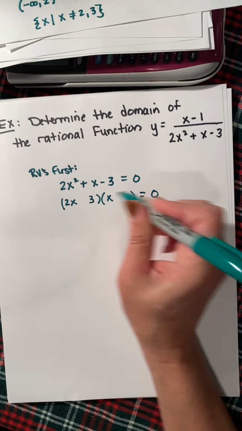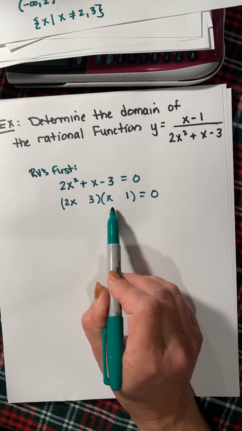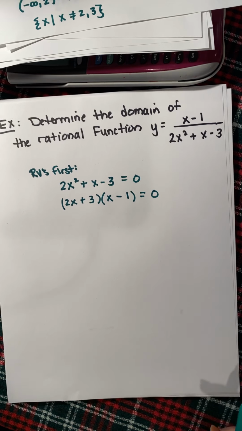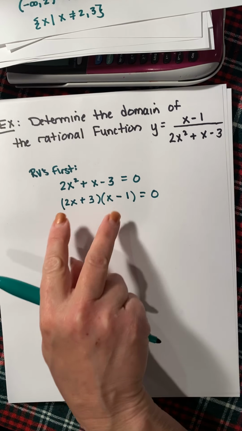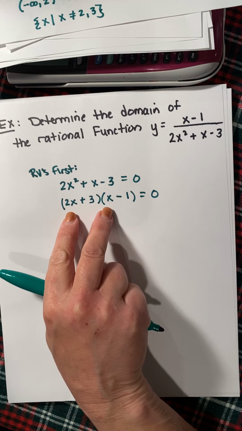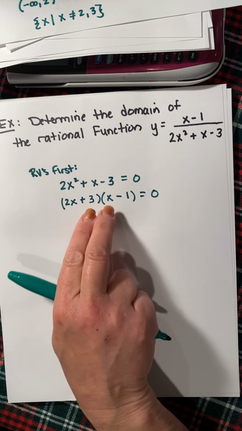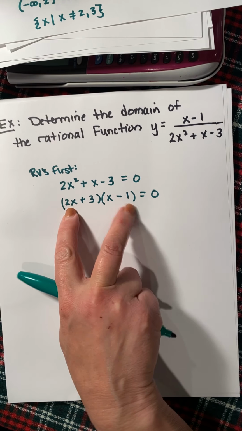I'm thinking if I put 3 here and 1 here, I can get 3 x's and then 2 x's. So plus and minus, right? So make sure you work on your factoring skills, especially if you're moving on to Math 172. The product of the first is 2x squared. The product of the last is negative 3, and then positive 3x's and minus 2x's gives me that.